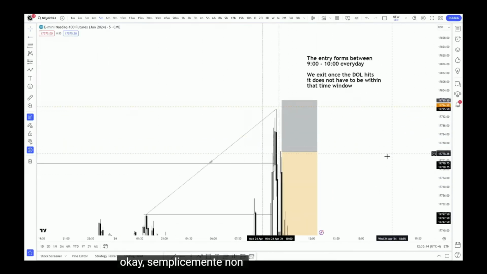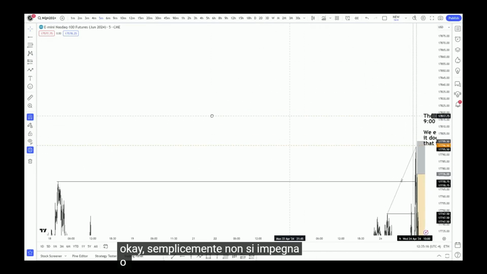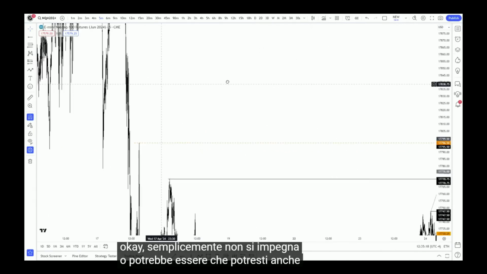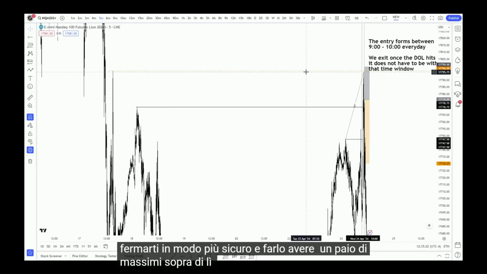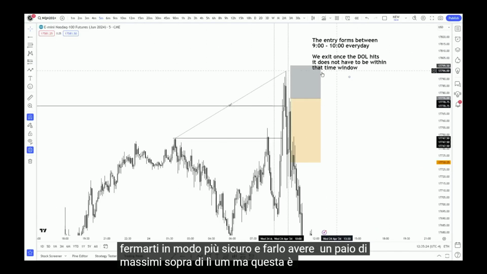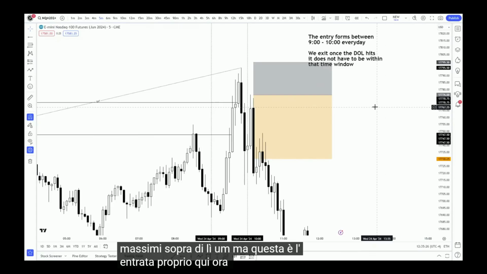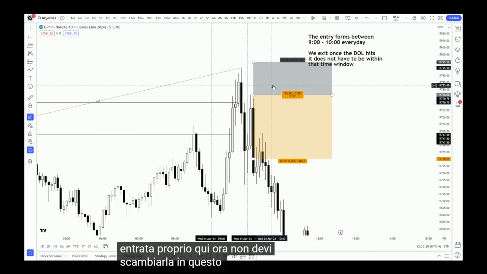Okay, it just barely doesn't get engaged. Or you could even have a safer stop and have a couple highs above there. But this is the entry right in here. Now, you do not have to trade it like this, okay?